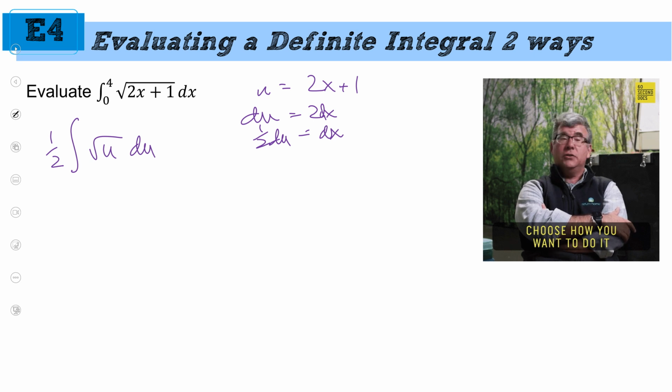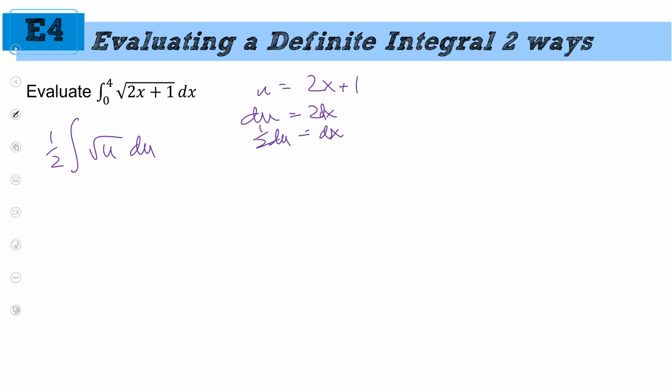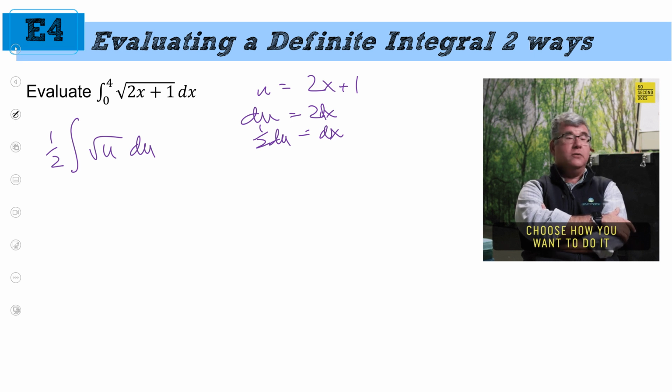You'll notice I didn't include the 4 and the 0, and there's a reason for that. That 4 and 0 apply for the variable x. I'm no longer working in x, I'm working in u's. So I just drop them for a little while. I'll come back to them in a minute. Okay. Then I go and solve the problem.